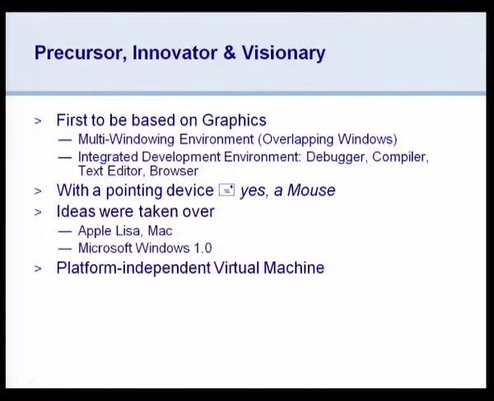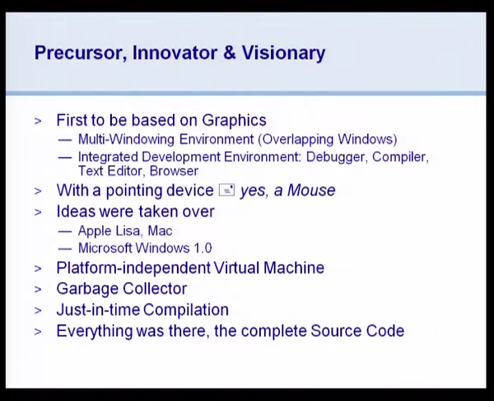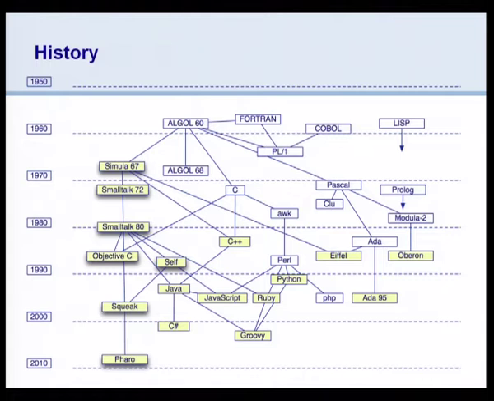First to be based on graphics, multi-windowing environment, integrated development, the pointing device mouse was accepted, ideas were taken over by Apple and Microsoft Windows, platform independent virtual machine, garbage collector, just in time compilation, everything was there, the complete source code is there. So, Smalltalk, its historicity is like this. Again, it did not happen in a vacuum, the best of things do not really happen in a vacuum, it is not correct to think like that. So, what we are talking about is that in 1950 the exercise was virtually not there.